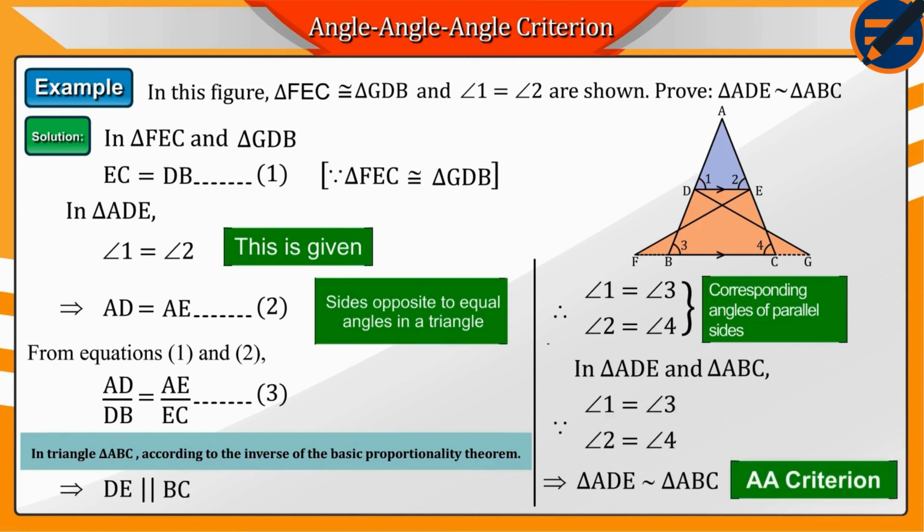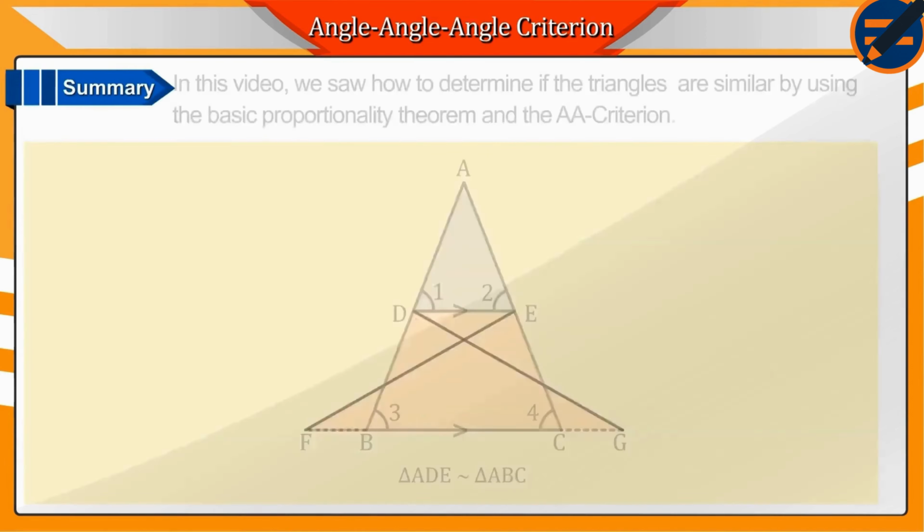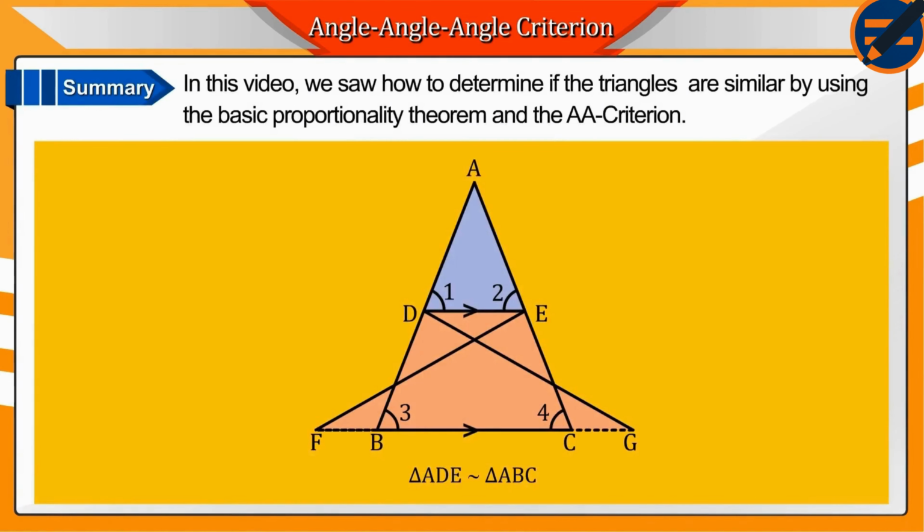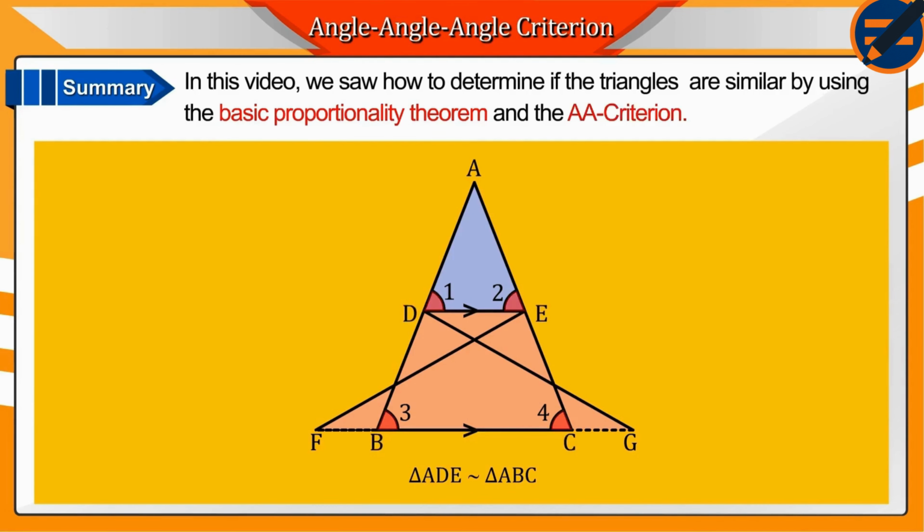Hence, by the AA criteria, triangles ADE and ABC become similar. This is what we had to prove. In this video, we saw how to determine if triangles are similar by using the basic proportionality theorem and the AA criteria. I hope that you have understood the AA criteria well.